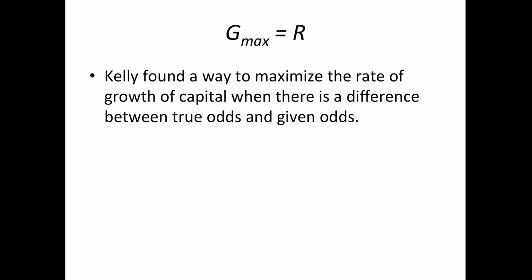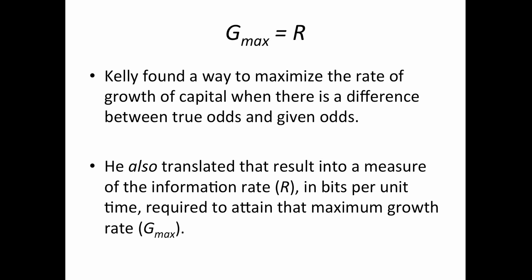So Kelly found a way to maximize the rate of growth of capital when there's a difference between the true odds and the given odds. And he also translated that result into a measure of the information rate in bits per unit of time that are required to attain that maximum growth rate.